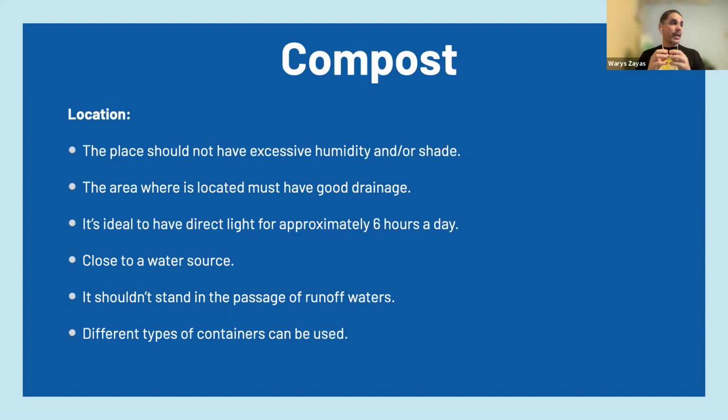It is ideal to have direct sunlight for approximately 6 hours a day. When I'm talking about direct light, I mean that if you stand in this area, you can see the sun for at least 6 hours a day. It is not enough to have natural light but not see the sun. So it is really important to have at least 6 hours of direct sun.